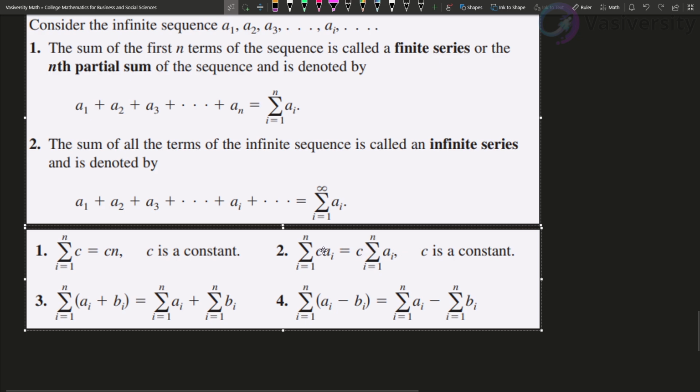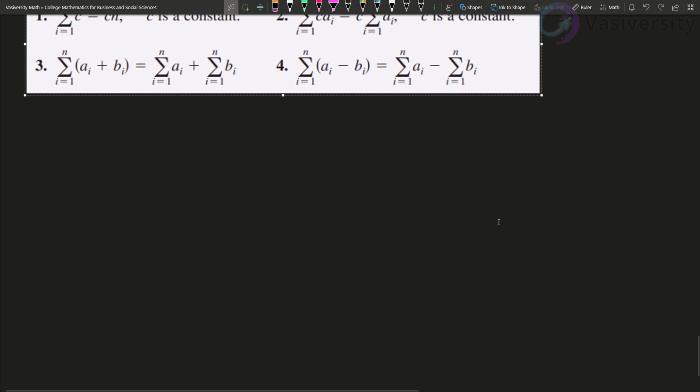We can factor it out, essentially, out of the sum. Then for this one, we can separate the summation sign and have 2 different summations. And same thing for subtraction. Okay, now we can have an interesting infinite series, right? So let's go ahead and take a look at some infinite series examples.